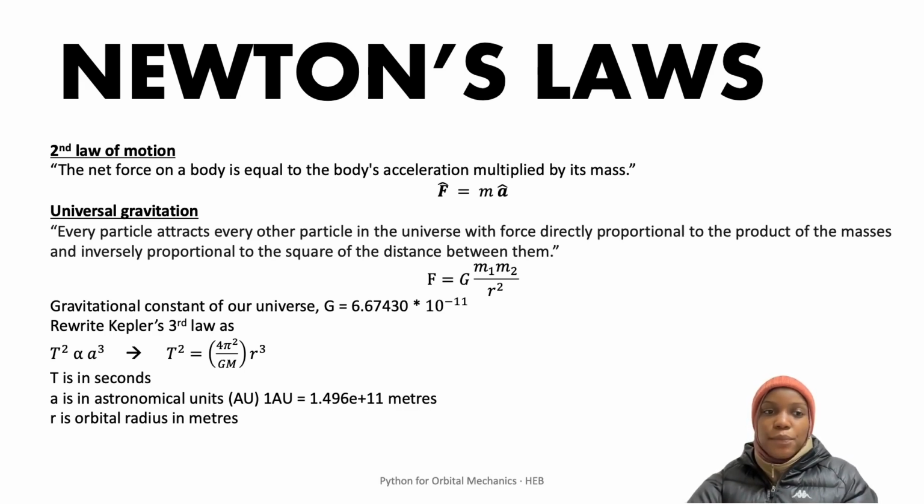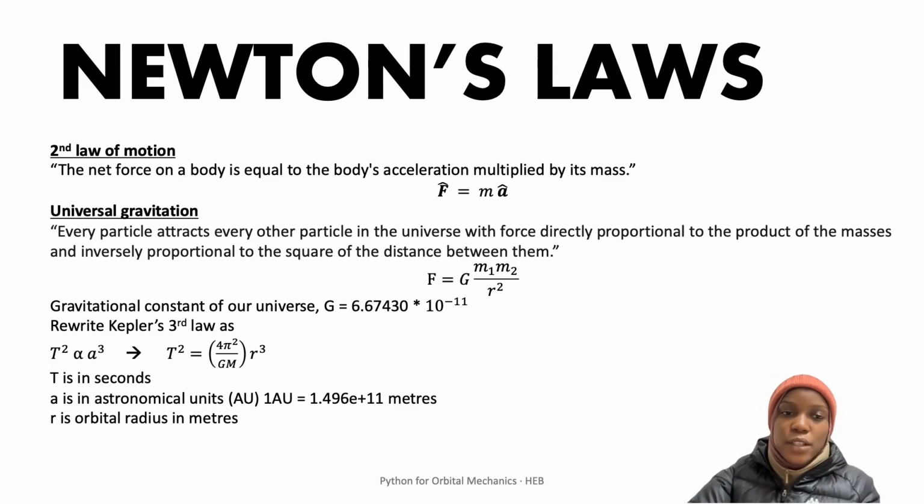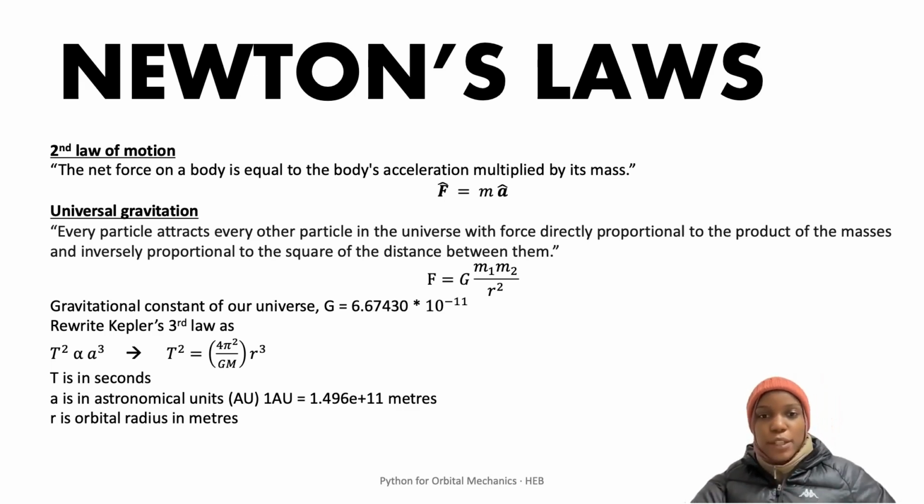Then he stated that every particle attracts every other particle in the universe with force directly proportional to the product of the masses and inversely proportional to the square of the distance between them. And we have this gravitational constant for our universe that was measured by Lemke, I think. I can't remember his name. But this was measured, and this is the value that we have, right?